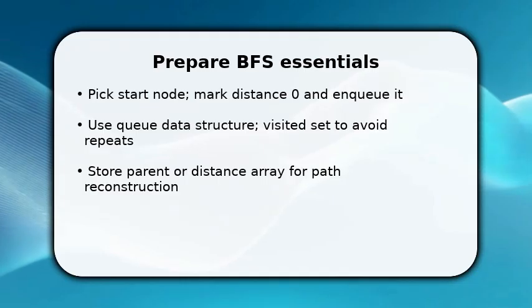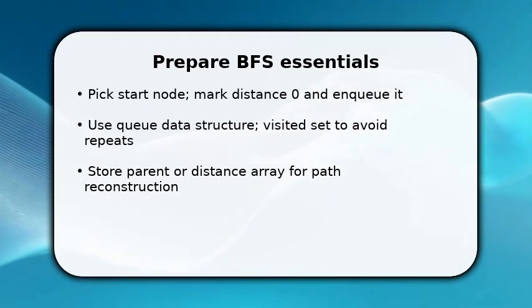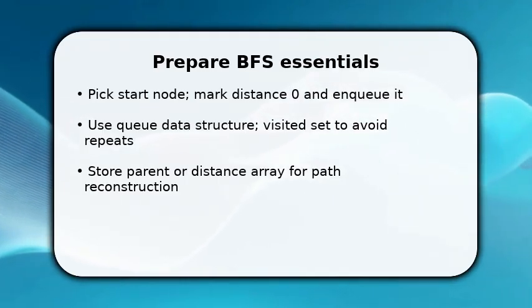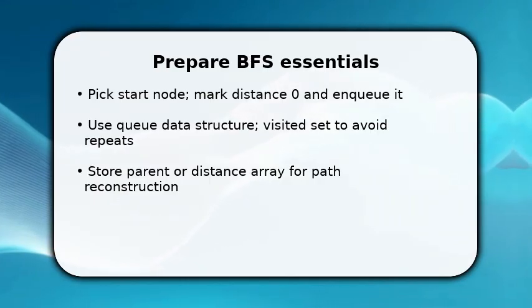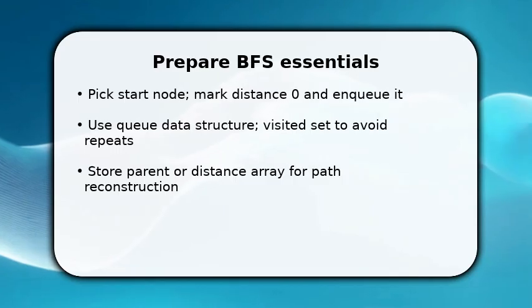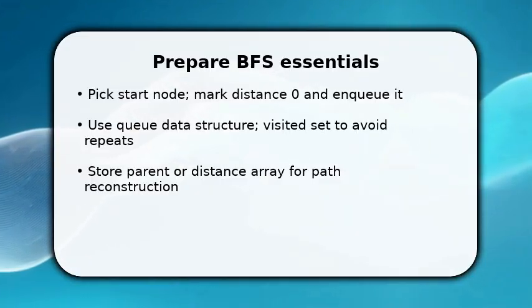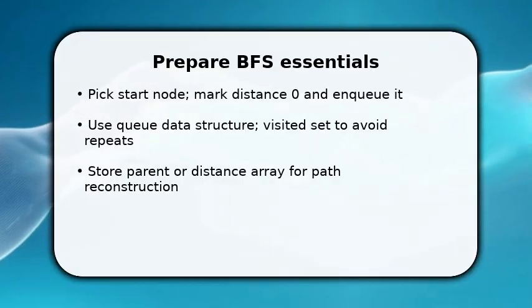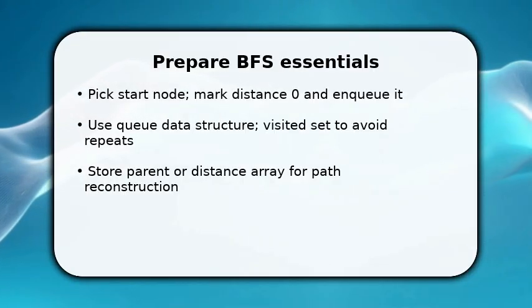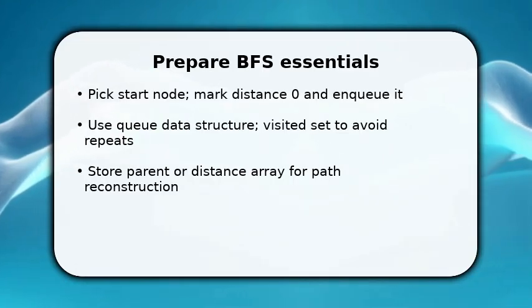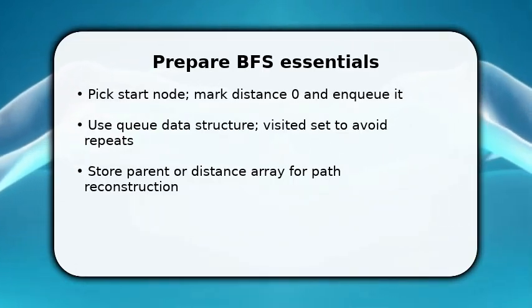You begin by picking a start node and setting its distance to 0 so the algorithm has a clear origin. Enqueue that node into a FIFO queue and add it to a visited set to prevent revisits. Initialize either a parent array or a distance array now so you can reconstruct paths later. Once done, make sure your graph representation, adjacency list or matrix, supports quick neighbor iteration, because this setup keeps the rest of the process efficient and predictable.